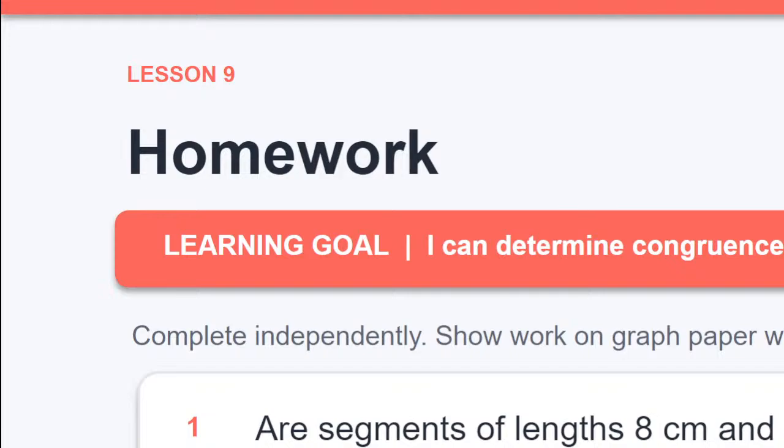Now the homework. Number one, are segments of lengths 8 cm and 8 cm congruent? Number two, are angles 70 degrees and 110 degrees congruent? Number three, are two rectangles of 4 by 6 congruent? Number four, are a 3 by 5 rectangle and a 5 by 3 rectangle congruent? Number five, explain why position does not change congruence.